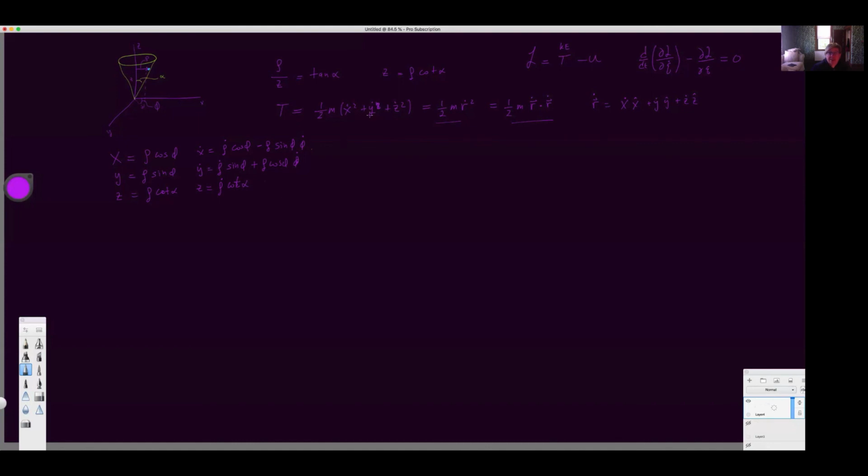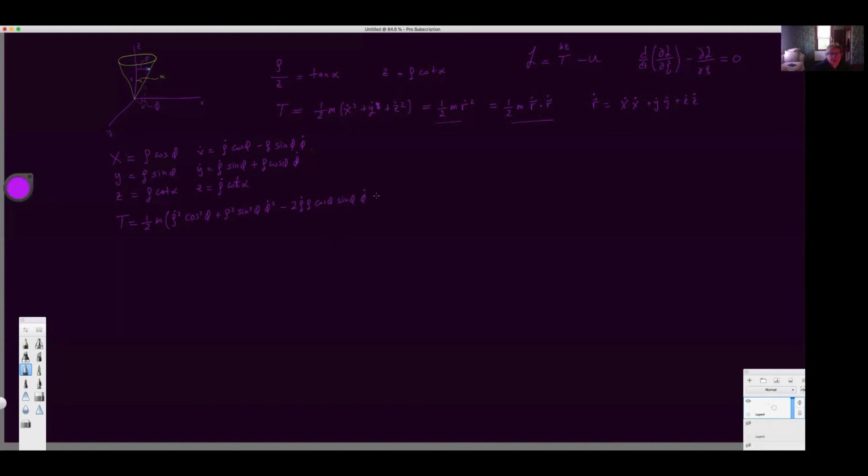Now we have to square it all. So T equals 1/2 m, and now I'm going to square everything. All right, let's square x dot: rho dot squared cosine squared phi, plus rho squared sine squared phi dot squared, minus 2 rho dot rho cosine phi sine phi phi dot. Okay, that's x dot squared.